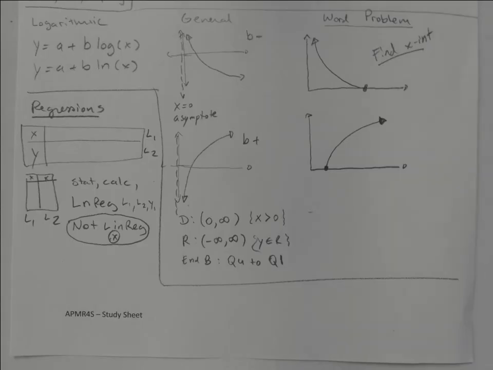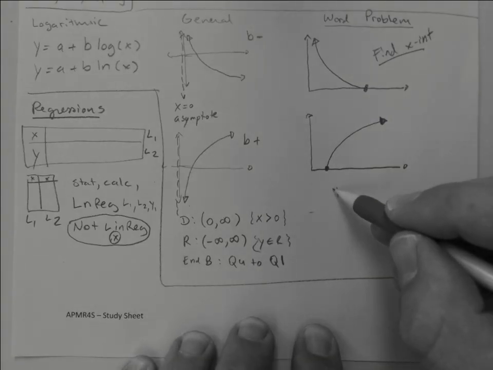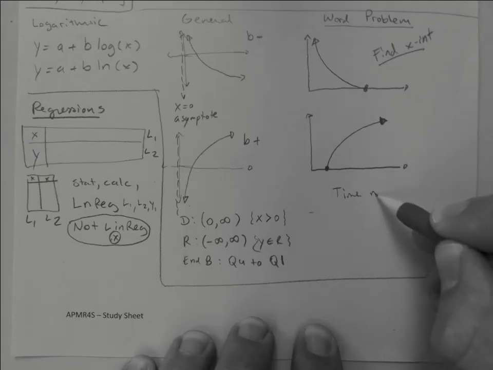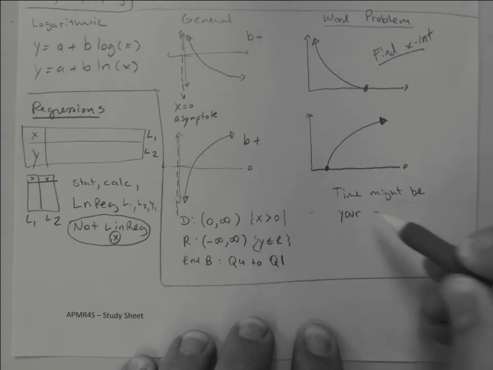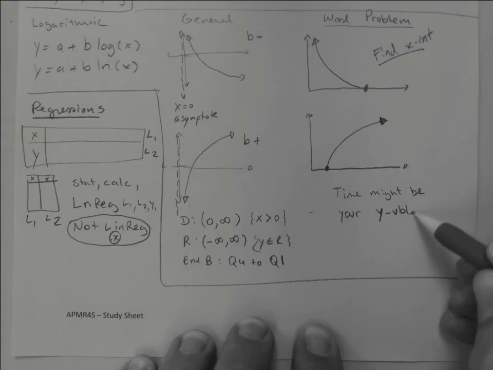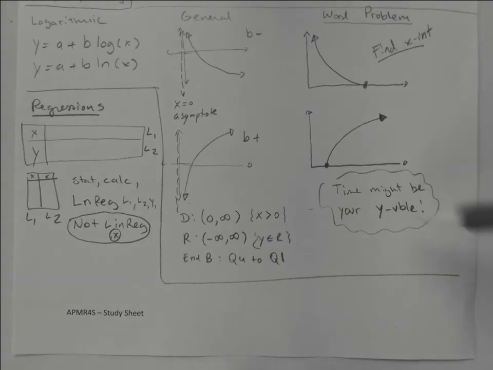I know what I wanted to add in that dead spot there that I skipped, and you can add it wherever you want, but it's exponential specific. Oh, I will say this. Time might be your y variable. That is something to note with the logarithmics. I put that bubble right here.